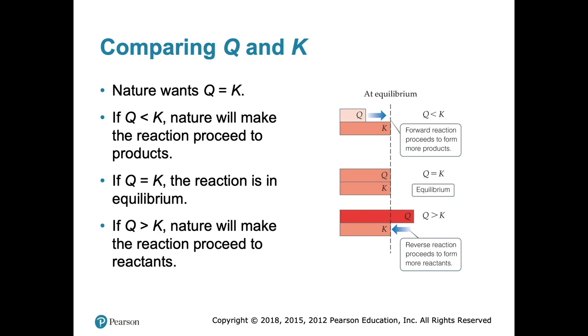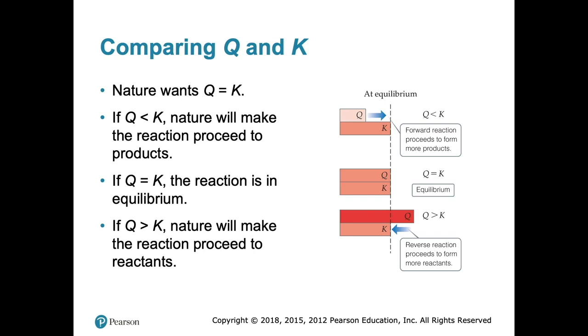So if Q is less than K, nature will make the reaction proceed to the products. Here's an example, and here's Q. It's less than K, so it's going to push your reaction towards the products. If Q is equal to K, then the reaction is in equilibrium. There's Q equal to K, both at the same point, the equilibrium point. On the other hand, if Q is greater than K, nature will make the reaction go in reverse so that you can get closer back to equilibrium.